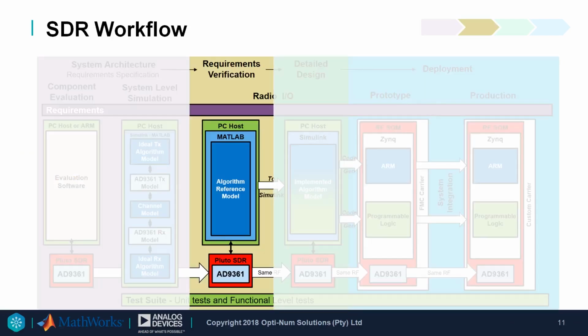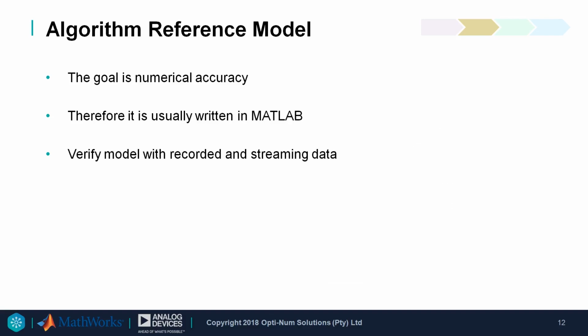Now that we are done with the system architecture, we can start building specific algorithms to meet system requirements by moving on to the requirements verification phase. Here we create our algorithm reference model, where our primary goal is numerical accuracy, as this model will be used for verification throughout the rest of our design process. That is why we use MATLAB for accurate mathematical operations and vector manipulation. We then need to verify our model using real-world data.